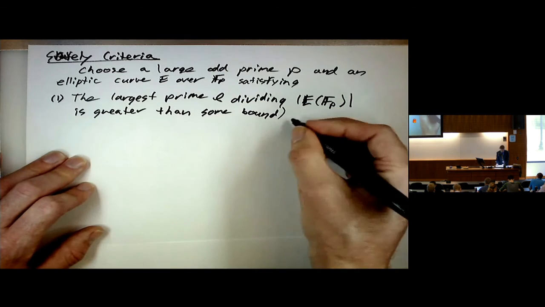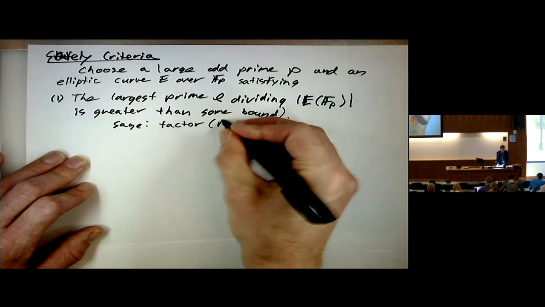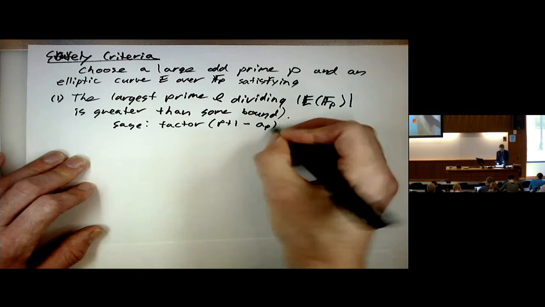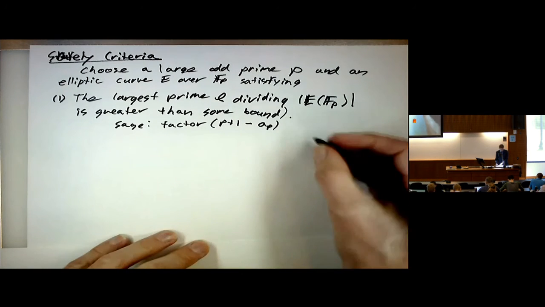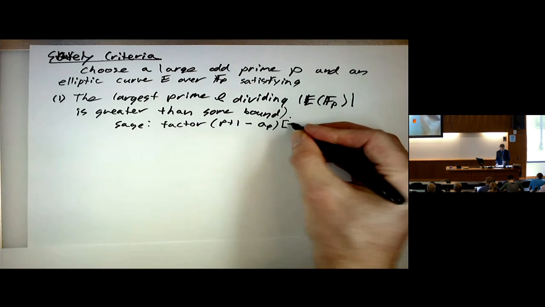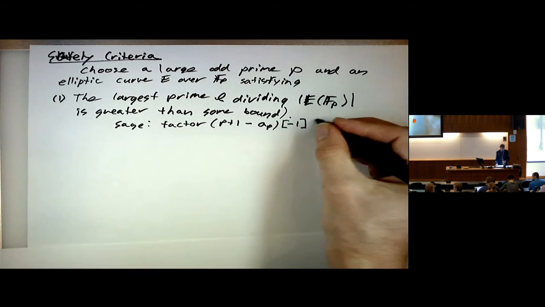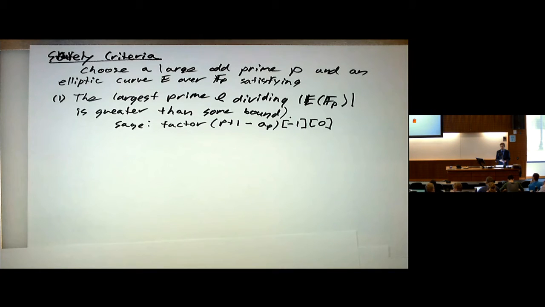Okay, with SAGE, you can factor P plus 1 minus AP, and that factorization will generally have more than one factor. If you want the largest, SAGE lists them in order, so you want the last factor. You can get the last factor by just minus 1 in brackets. Minus 0 gives you the 0th component of the vector, but minus 1 will give you the last component. And then you don't want the exponent, you want just the prime itself. The exponent should be 1, ideally. You could check that if you want.